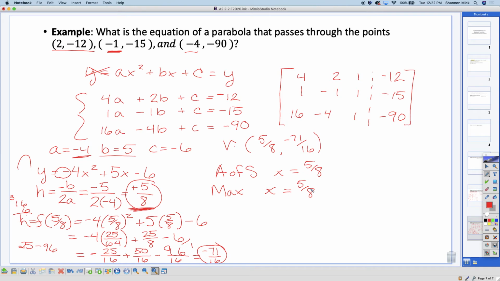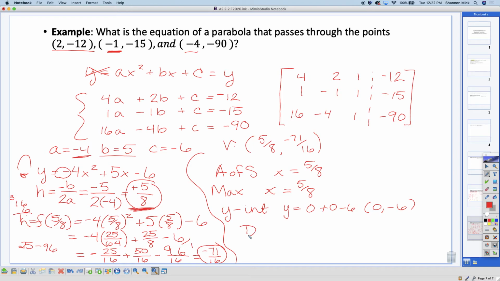Okay. Axis of symmetry, maximum, domain and range, y-intercept. How do I find the y-intercept? Take all the x's to 0. x is 0, so I'm going back to the original. It'd be negative 6. So y equals 0 plus 0 minus 6. So 0, negative 6.